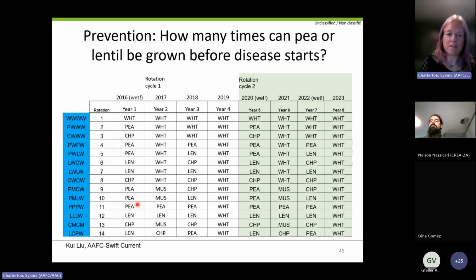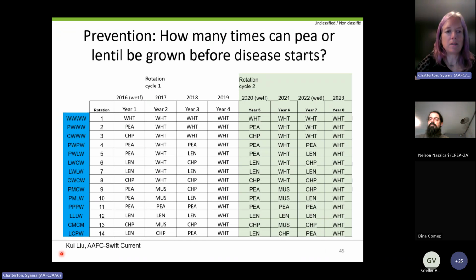And then this was a study that was done by Kuei Liu at AFC and Swift Current. He was not focusing on root rot. He was focusing on agronomy of pulse-intensive rotations. And then just happened in 2022, he noticed that he was getting a lot of root rot in his pea crops. And so I was like, oh, perfect for a pathologist. Let's see what's going on. So in 2023, after his wheat crop, we collected soil to see what's happening.